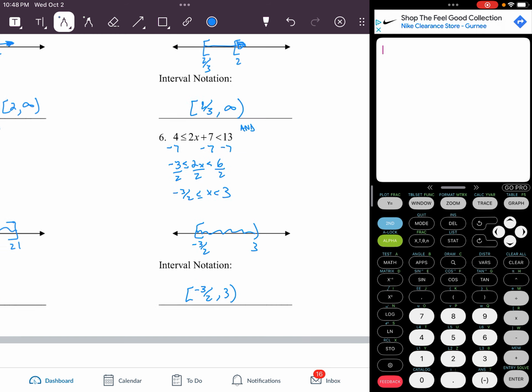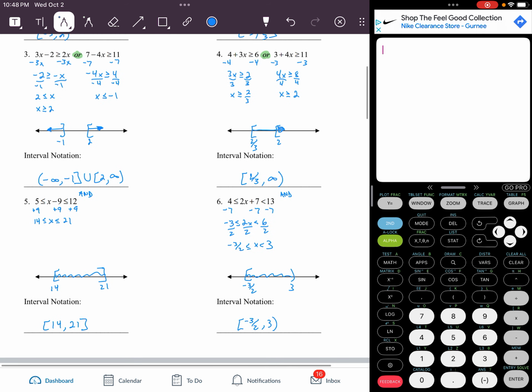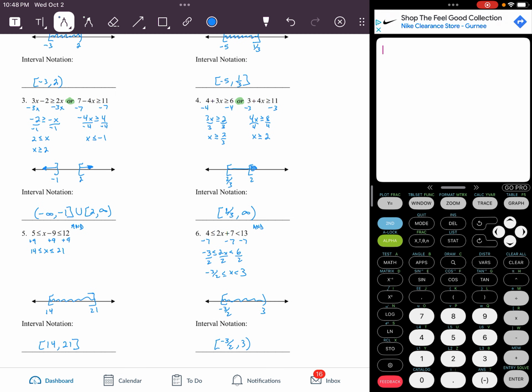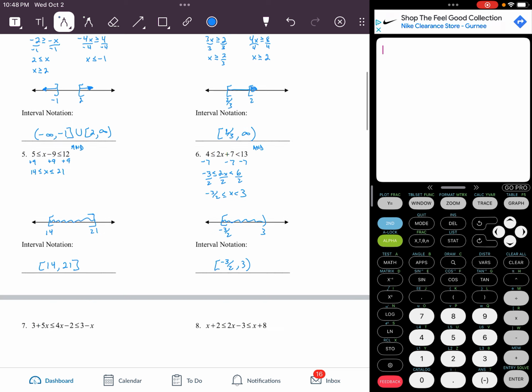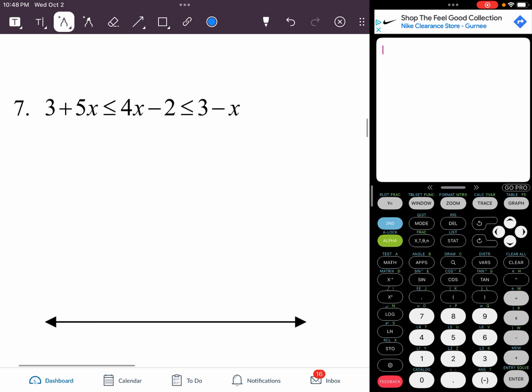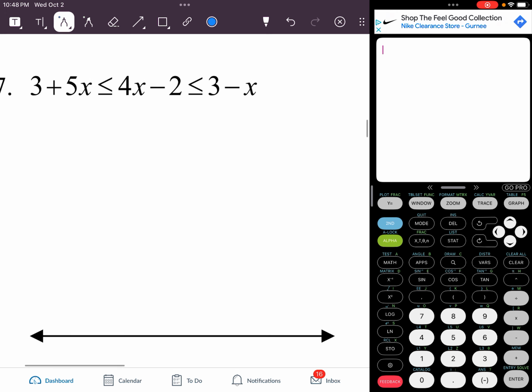So for these problems, all the ones we've done so far, it's indicator 5.1 to solve it, and then the graph and the interval notation is indicator 7.2. All right. Next we have the more complex compounds. These are again and problems.